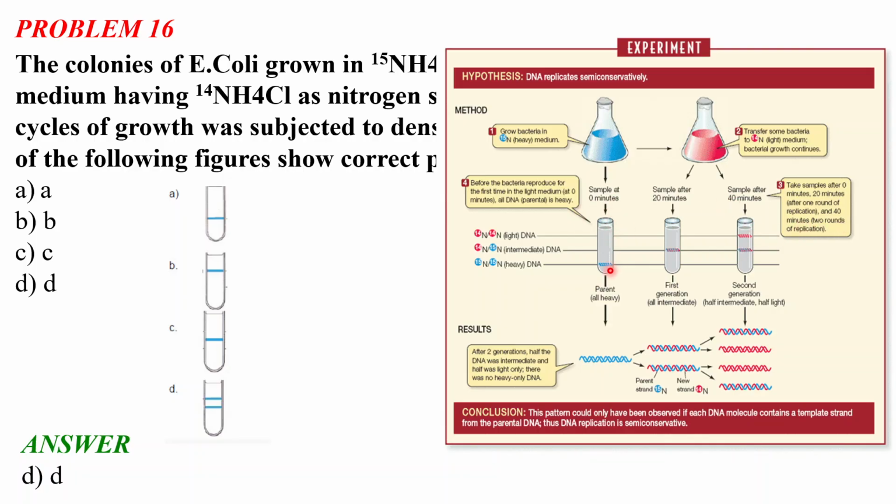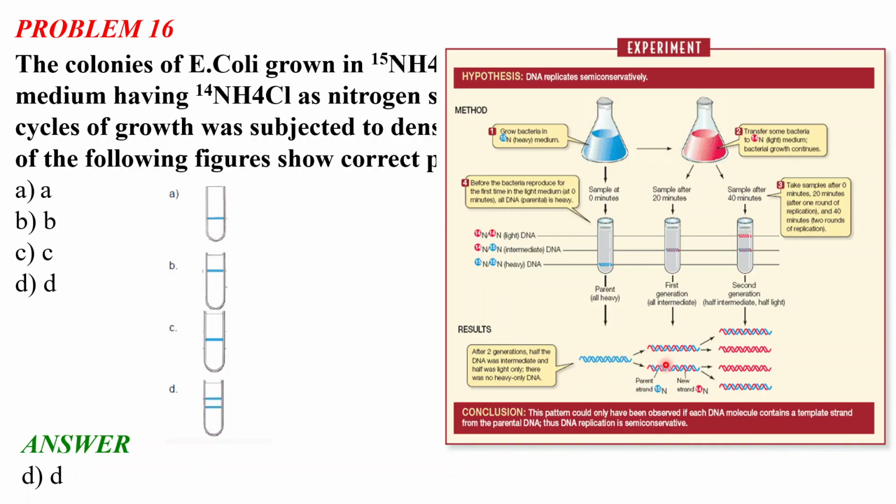At zero, we will get only the parent heavy DNA. It will settle down lower because the nitrogen is heavy, so it will be only heavy nitrogen DNA. Then in the intermediate, we will get heavy nitrogen and light nitrogen DNA, which is the first generation. After two generations, half of the DNA is intermediate and half is light only. There was no heavy-only DNA.